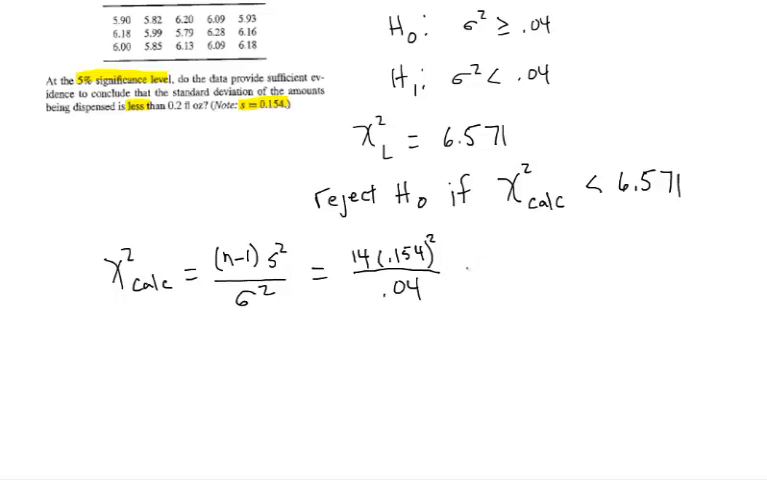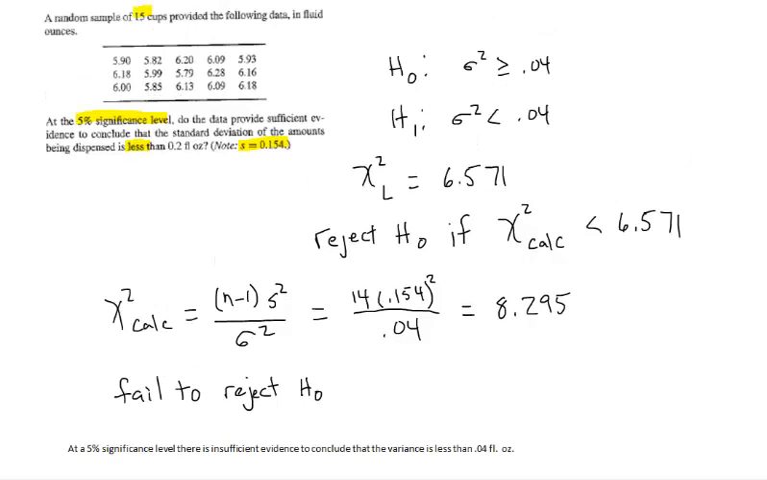And when we put this in our calculator, we get 8.295, which is not less than 6.571. So we're going to fail to reject H naught, and now we need to write our conclusion. And our conclusion is, at the 5% significance level, there is insufficient evidence to conclude that the variance is less than 0.04 fluid ounces. And that's our video on testing for one variance.